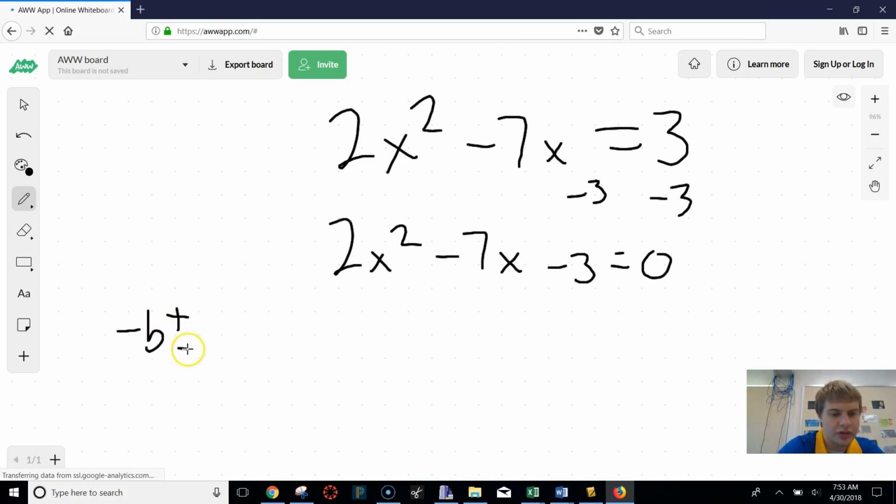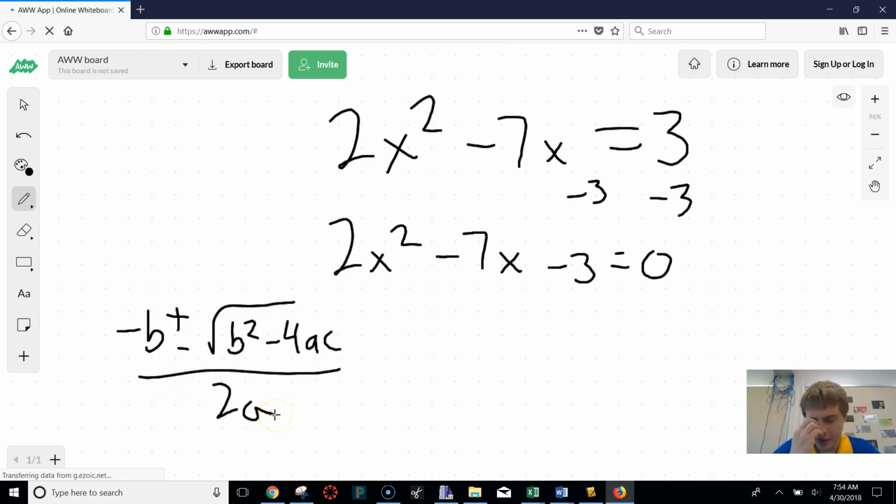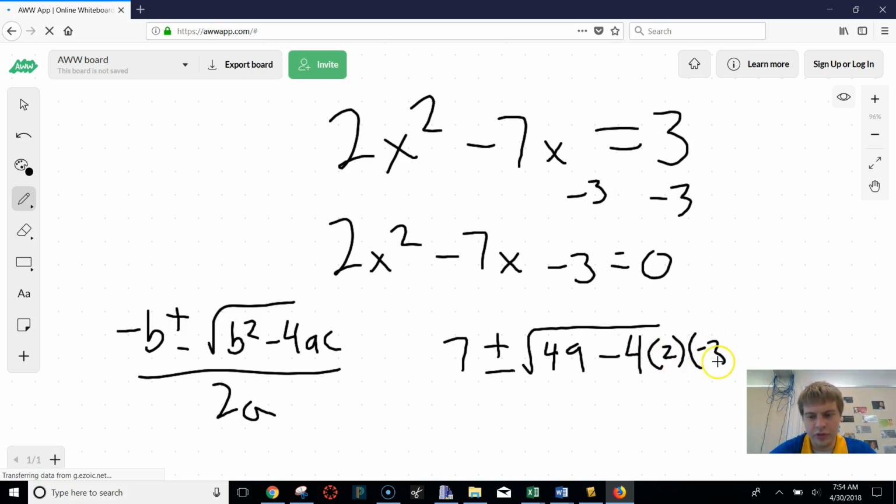So the quadratic formula is negative b plus or minus the square root of b squared minus 4ac all over 2a. And so we're just going to plug everything into that. So instead of writing negative b, we're going to write 7. And then it's plus or minus the square root. And then b squared would be 49 minus 4 times a, which is 2, times c, which is negative 3. And that's all over 2a. So 2 times 2 would be 4.